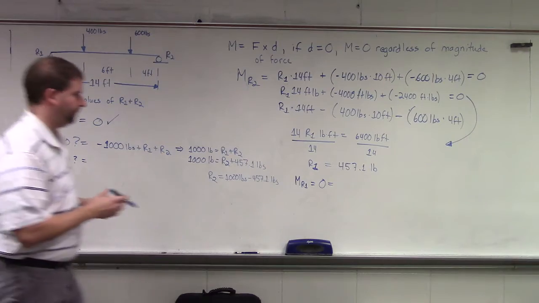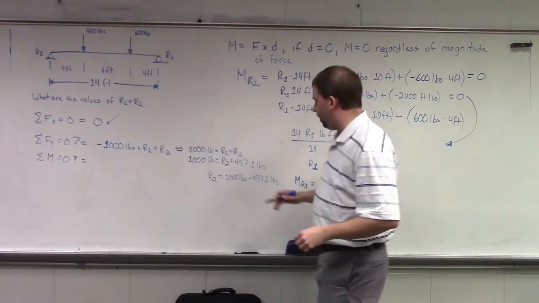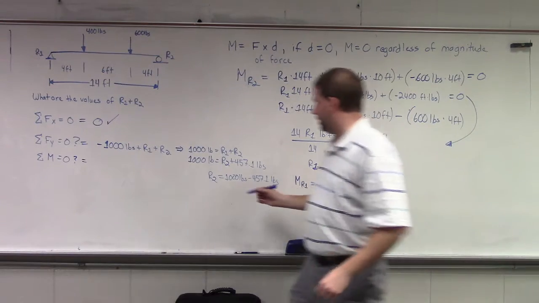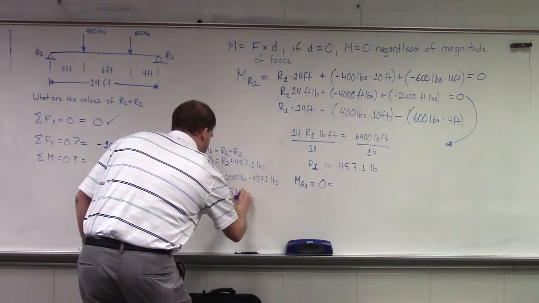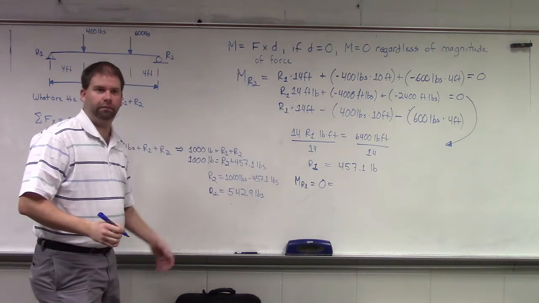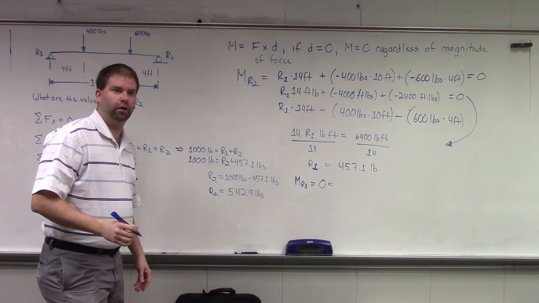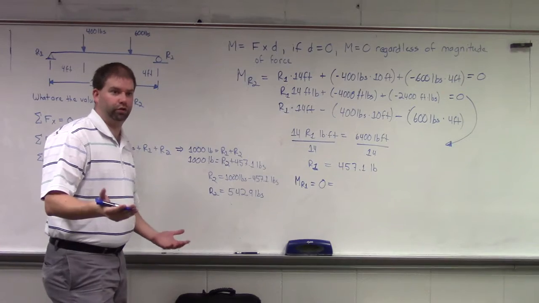The only way to do it is by just saying, if you solve it the other way, you should come up with the other number. If we solve it the other way, we should get a 500 number, that R2 equals 542.9 pounds. And I think that's what you were asking, right? So we're just assuming that it's going to, right? Yep. Okay.